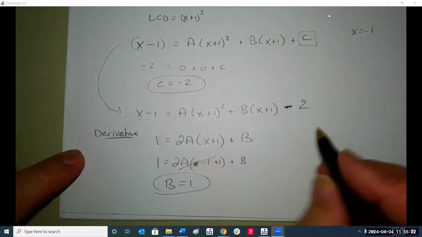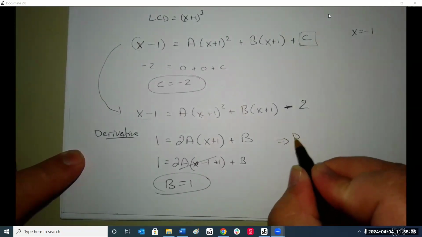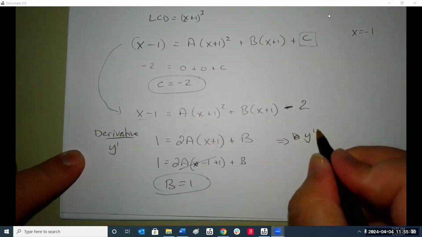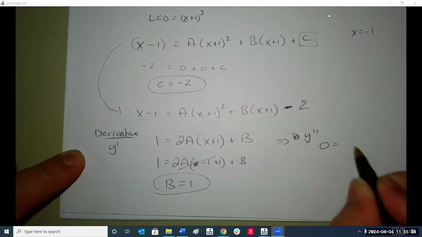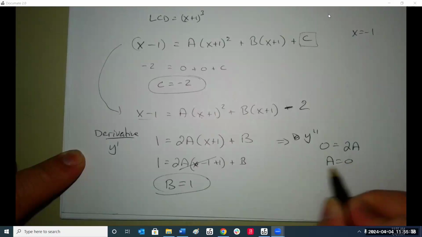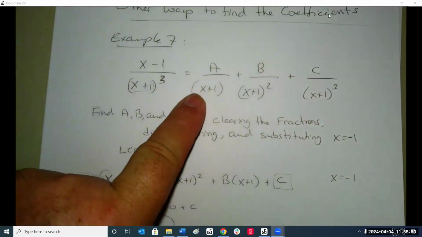So this finds the first derivative. Let's find the second derivative. Differentiate again. So we get 0 equals 2A. So A is equal to 0.